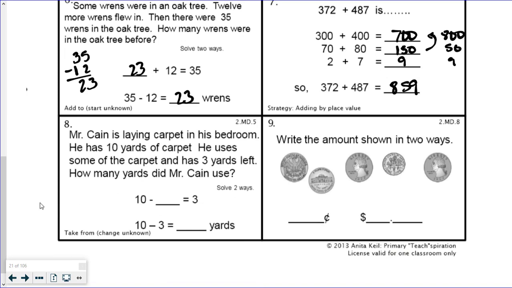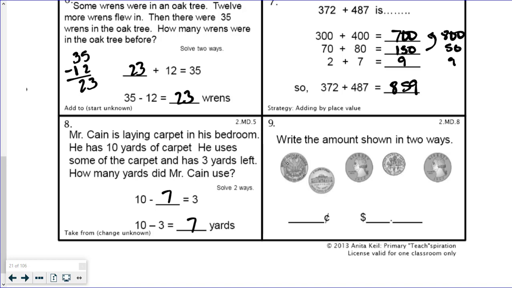Mr. Kane, the carpet problem. So we need to figure out how many yards of carpet he used after he started with 10 and there were 3 left. So we figure the difference between 10 and 3 is 7. So that means he used 7 yards of carpet.